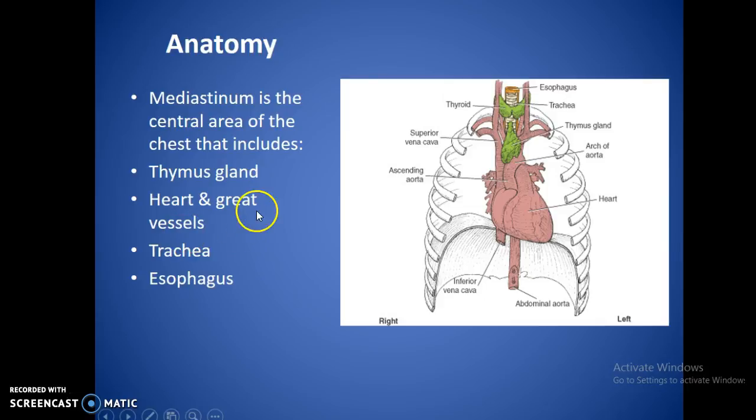Mediastinum includes those 4 things there: thymus gland, heart, trachea, esophagus. The esophagus is going to be posterior to the trachea, so if you remember that, you'll have your trachea in front and then the esophagus right behind it.